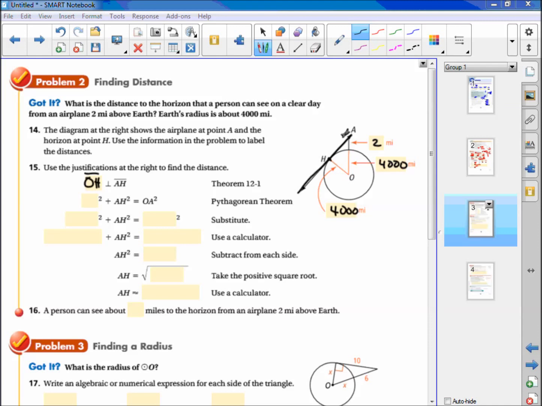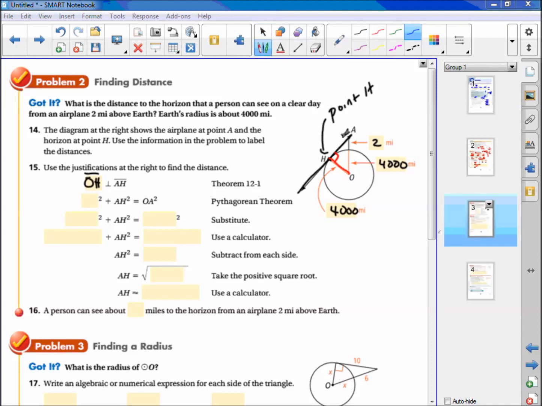So that's a tangent line to the circle, with the point of tangency being at H. And OH is a radius of my circle, and our radius at the point of tangency should always be perpendicular to the tangent line. All right, so by the Pythagorean theorem, we can find our missing side here.